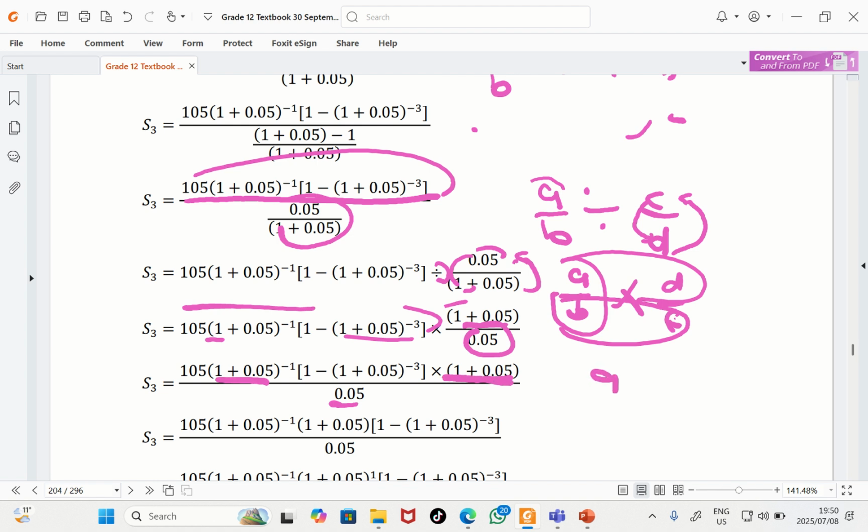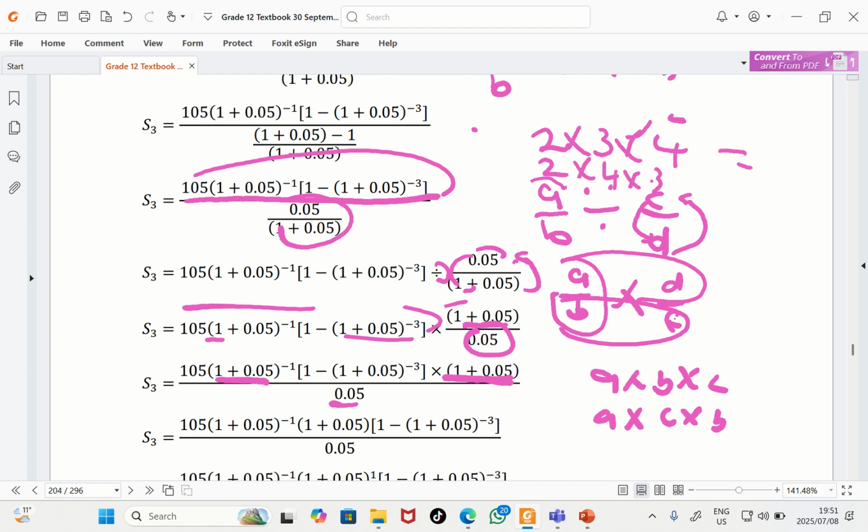And then after that, I could just group these two. Remember that A times B times C gives you the same answer as A times C times B. When you multiply, the order doesn't matter. This is what we call the commutative property of multiplication. The order doesn't matter. All right? 2 times 3 times 4 is equal to 24. Even if you do 2 times 4 times 3, it'll still give you 24. Right? So I'm going to apply that on the numerator. So I'm going to group this and that.